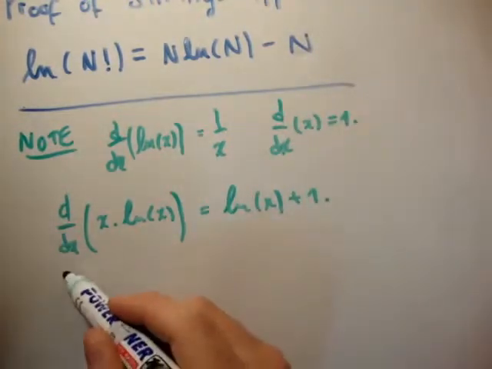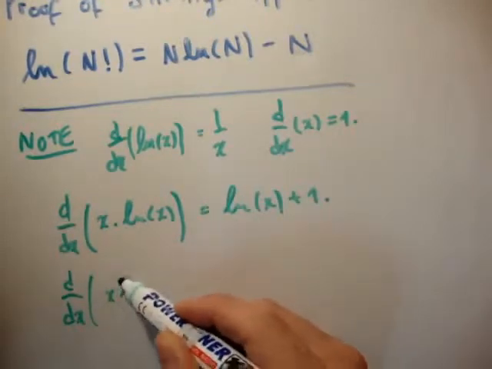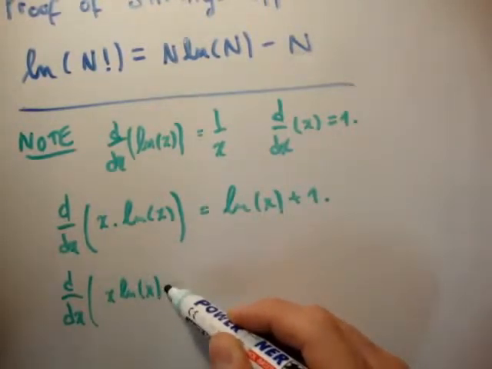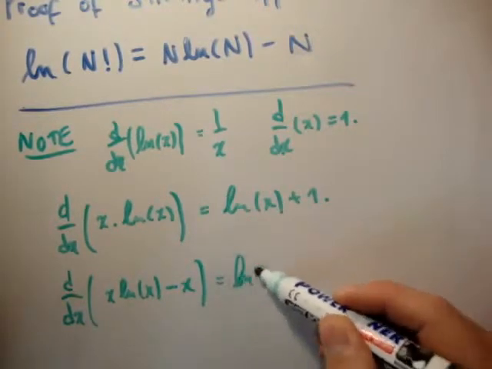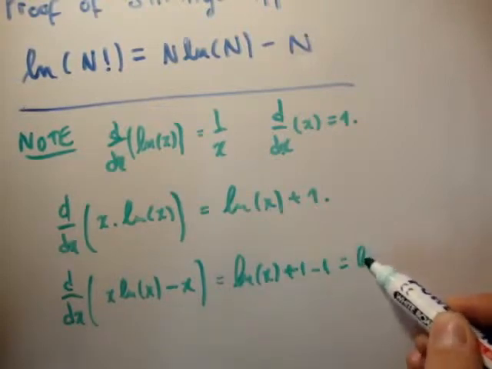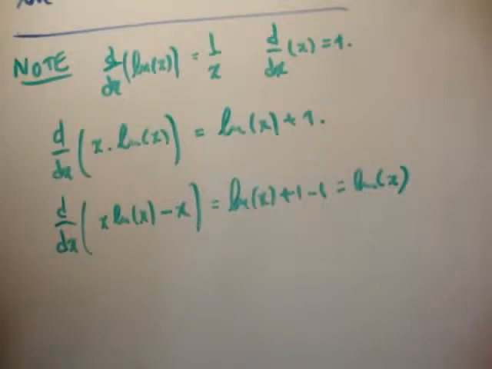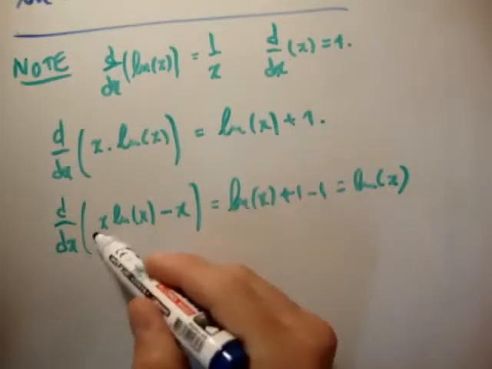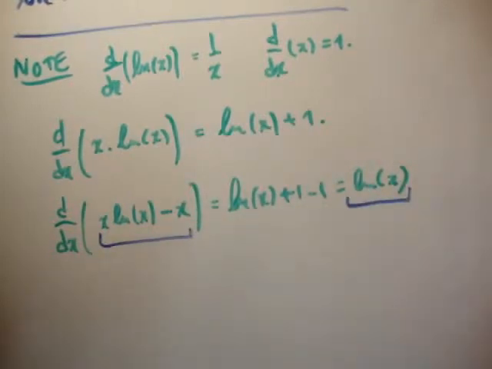So remember, we're trying to get x times the natural logarithm of x minus x. So what if we try and get the derivative with respect to x of x times the natural logarithm of x minus x? Let's see what we get. Well, we're going to get the natural logarithm of x plus 1 minus 1, or the natural logarithm of x. So we've now found an expression which, when differentiated, gives the natural logarithm of x. Alright? So, is there any way we can use that?